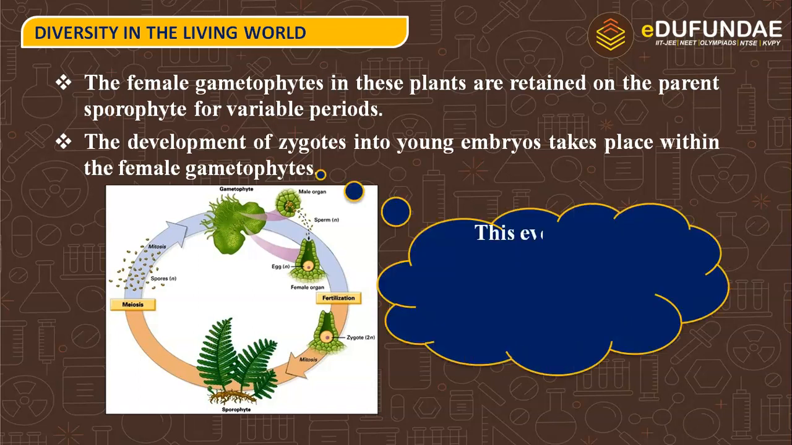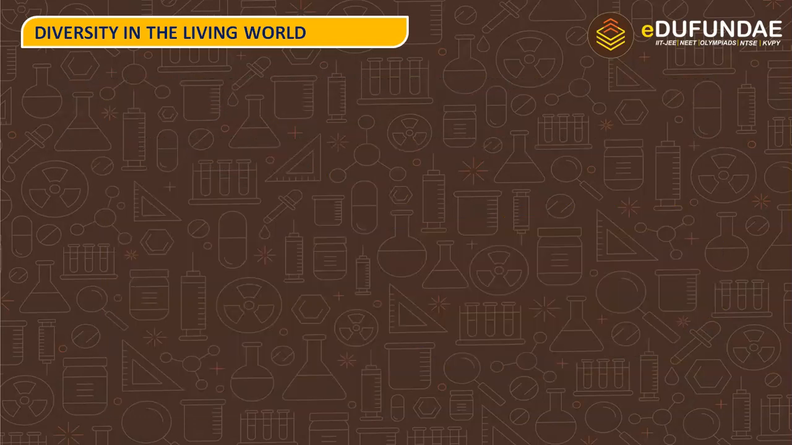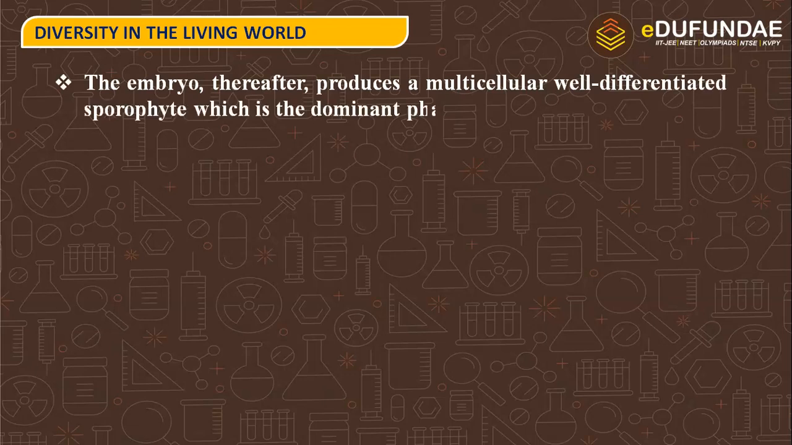This event is a precursor to the seed habit, considered an important step in evolution. So evolution basically, the formation of seeds started because, as organisms evolved, they started to produce seeds. So this particular event is a precursor to the seed habit, and it is considered a very important step in evolution. The embryo thereafter produces a multicellular, well-differentiated sporophyte, which is the dominant phase in Pteridophytes.